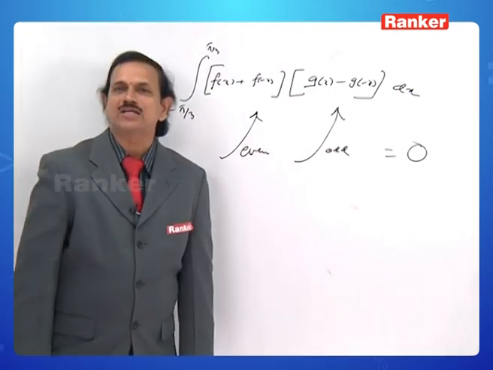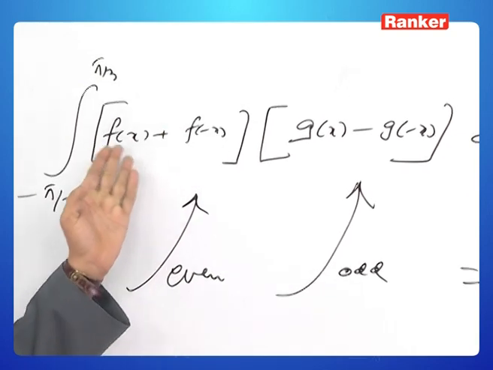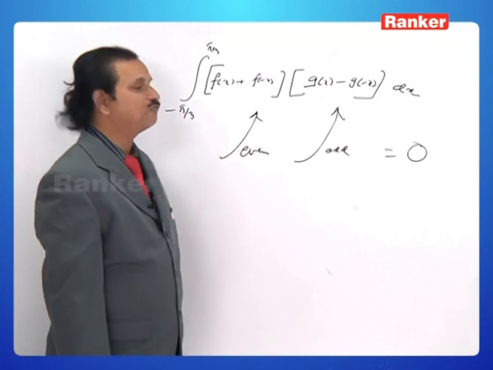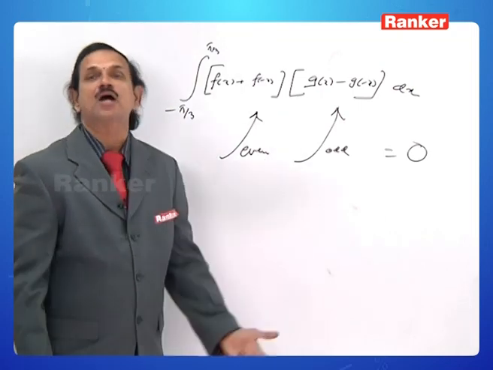The only thing that you have to recollect here is any function which appears in the form f of x plus f of minus x is an even function, and g of x minus g of minus x is an odd function.